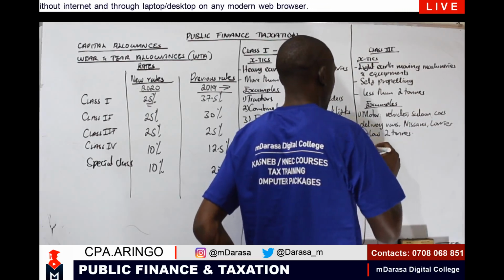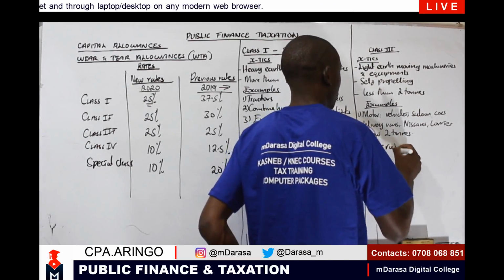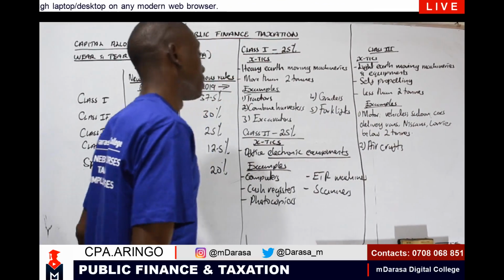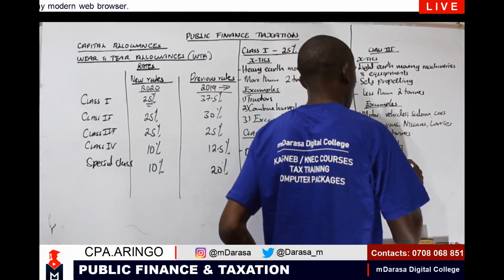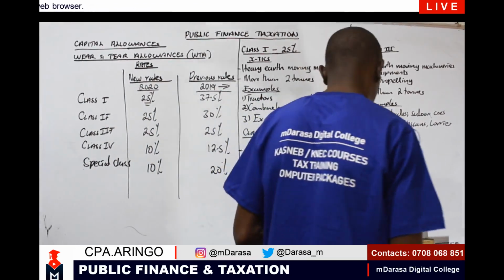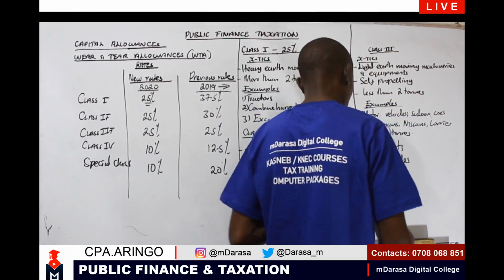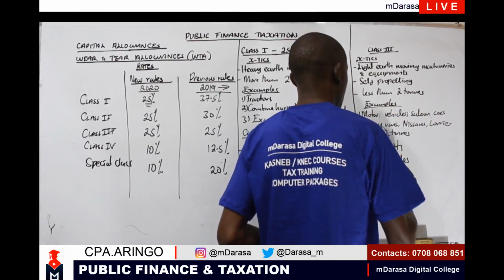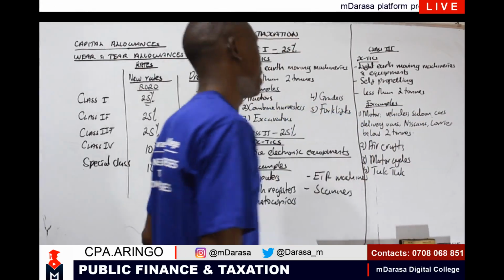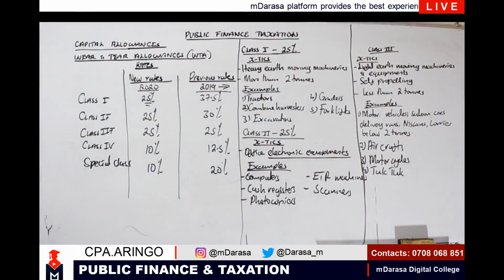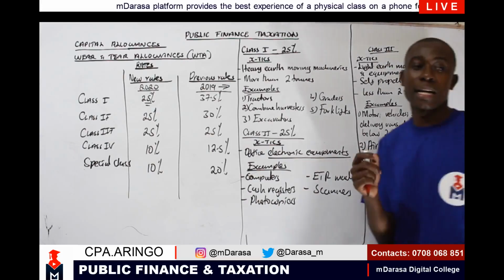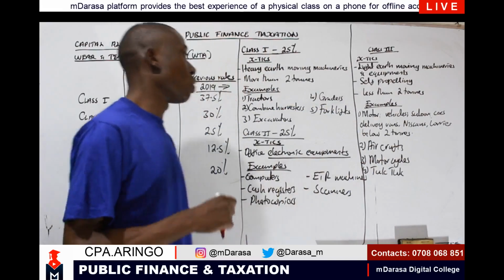Number 2, we can talk of aircrafts. We can talk of motorcycles. You can also talk of tuk-tuk, etc. So ideally, these are examples of assets under class 3. Very important that we should always understand that.